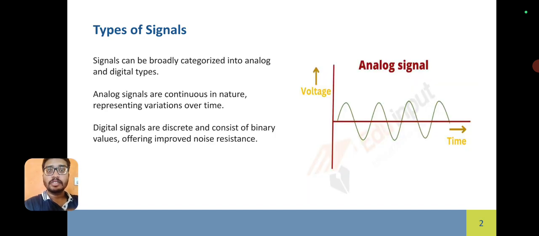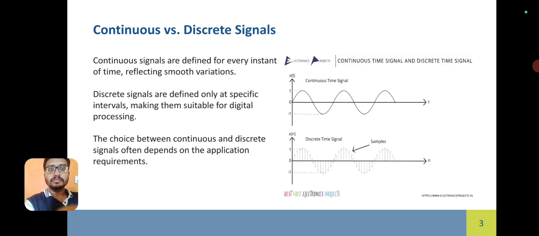Types of signals. Signals can be broadly categorized into analog and digital signals. Analog signals are continuous in nature, representing the variations over time. Digital signals are discrete and limited to binary values, offering improved noise resilience.